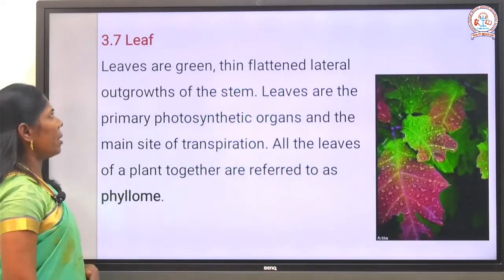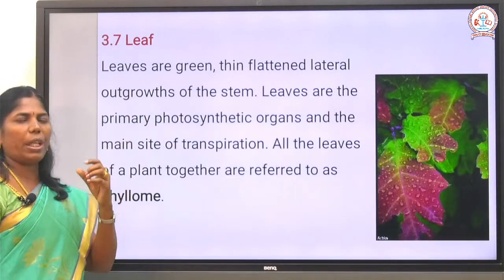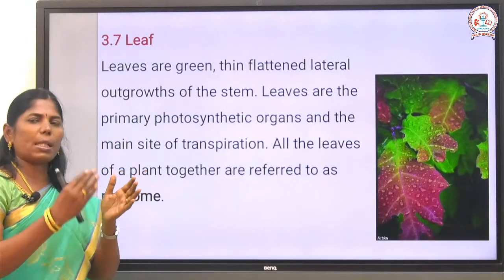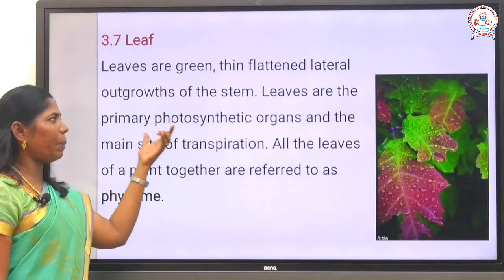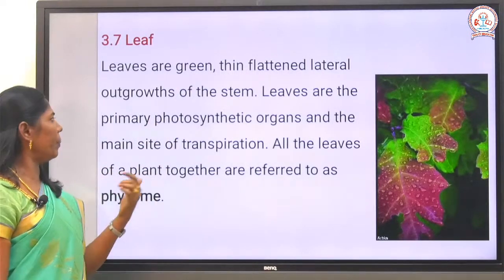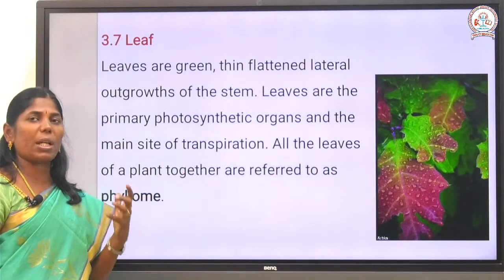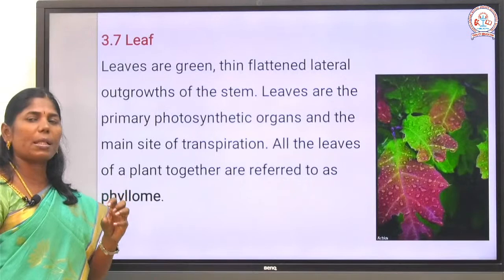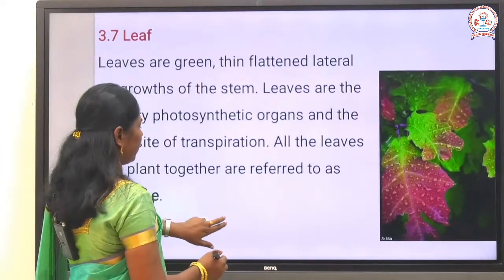So leaves are green, thin, flattened, and a lateral outgrowth. Why do we say lateral outgrowth? Because it comes laterally from the branches, we call it a lateral outgrowth. So leaves are the primary photosynthetic organs, we know very well. It is also the main site of transpiration, not only photosynthesis. Transpiration happens there because of the presence of stomata. So what is present in the leaf? Stomata is present.